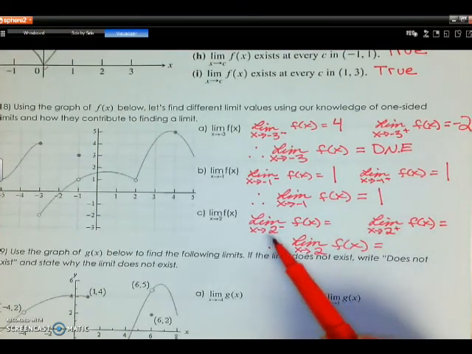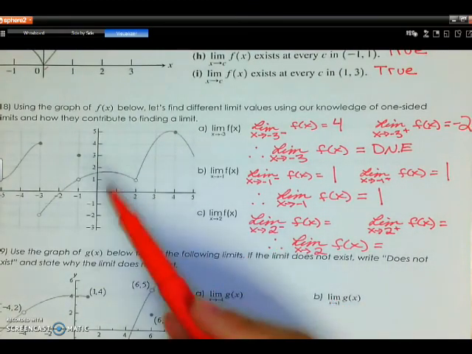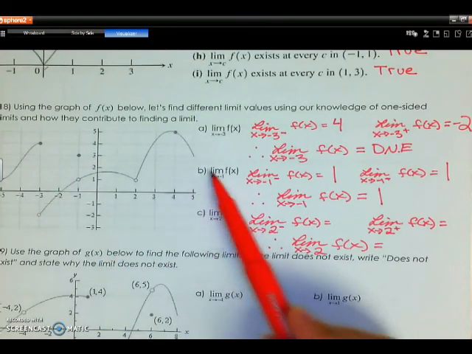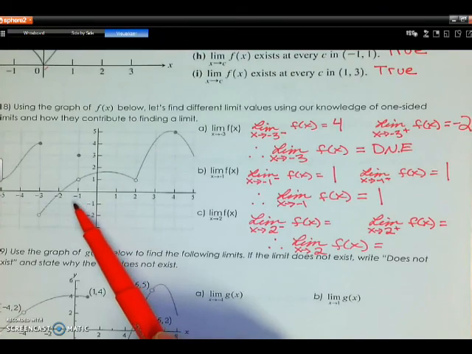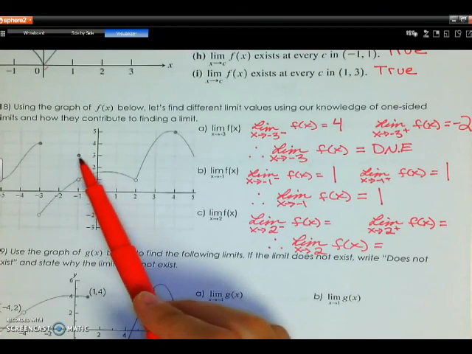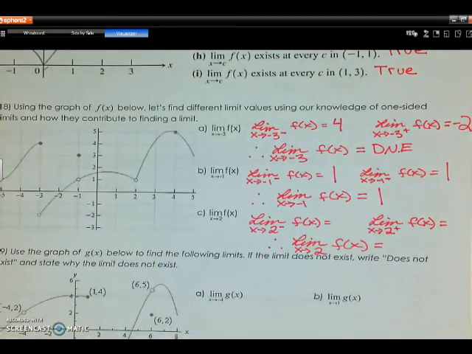And now we're approaching 2. So, back to part B though. If I asked you to evaluate what is f of -1, f of -1 would be 3. So notice that when you evaluate the function somewhere, it doesn't have to equal the limit. That's going to mean something else once we get into a little bit more about continuity.